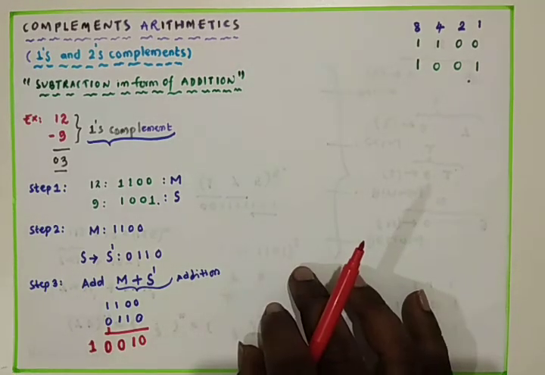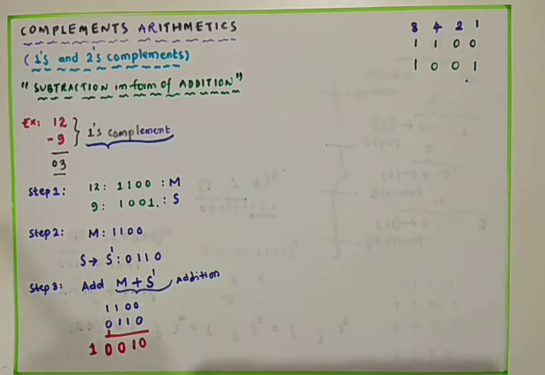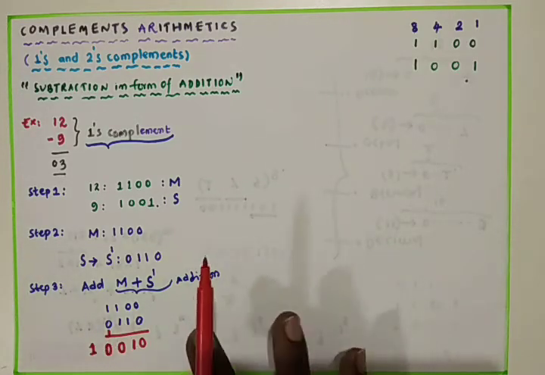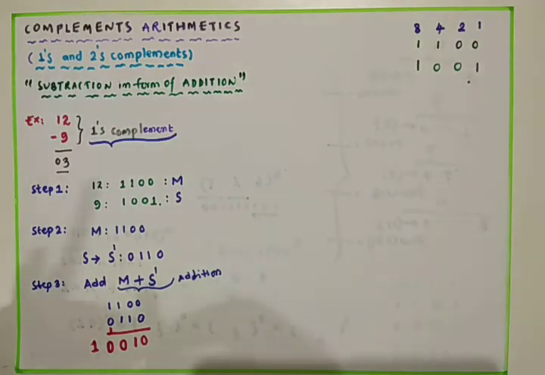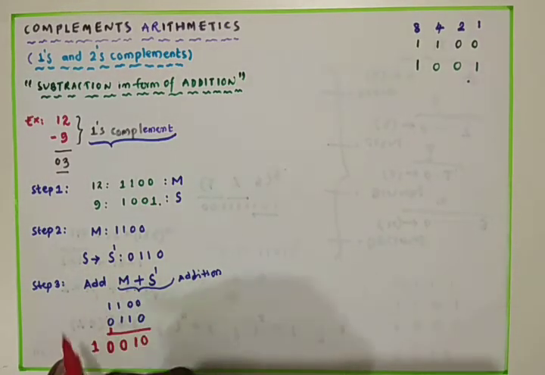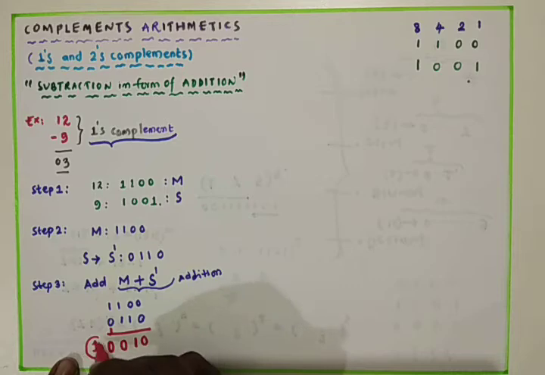Now you have to note a point here. Here we have the data with 4 bits: 1, 2, 3, 4, and 1, 2, 3, 4. But the primary result is in 5 bits. This 5th bit is extra, and it is called the carry.